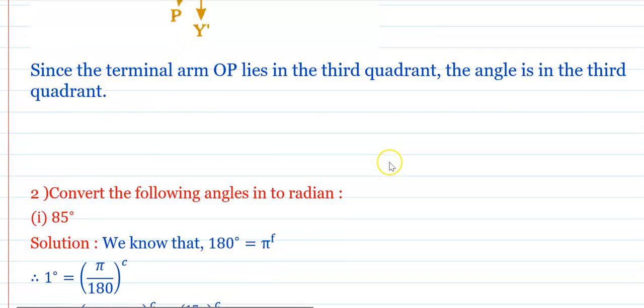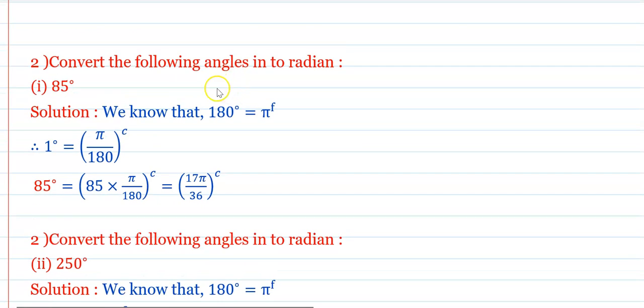Okay. Now the next, convert the following angles into radian. 85 degree, we know that 180 degree is equal to pi radian. Therefore 1 degree is equal to pi upon 180 radian. Therefore 85 degree is equal to 85 into pi upon 180 radian, and if we simplify, you will get 17 pi upon 36 radian. You can do this simplification.